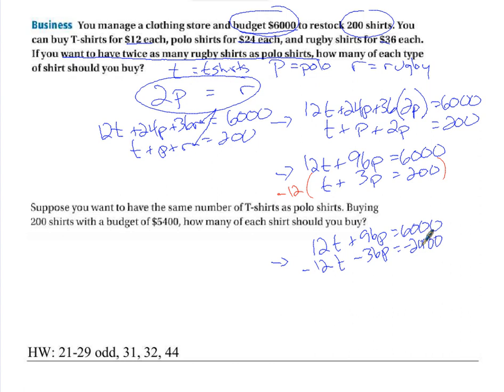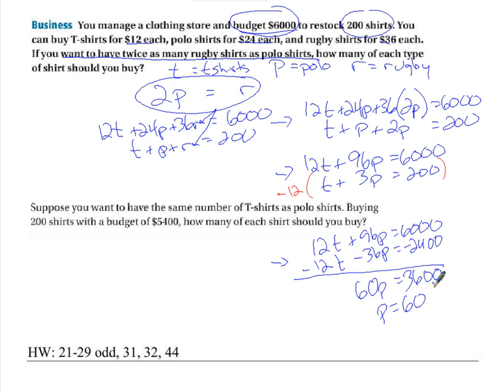Have opposites, so I can add. 96P plus negative 36P is 60P. 6,000 minus 2,400 is 3,600. So 60P equals 3,600. Divide both sides by 60 and I get P equals 60. So I'm buying 60 polo shirts.